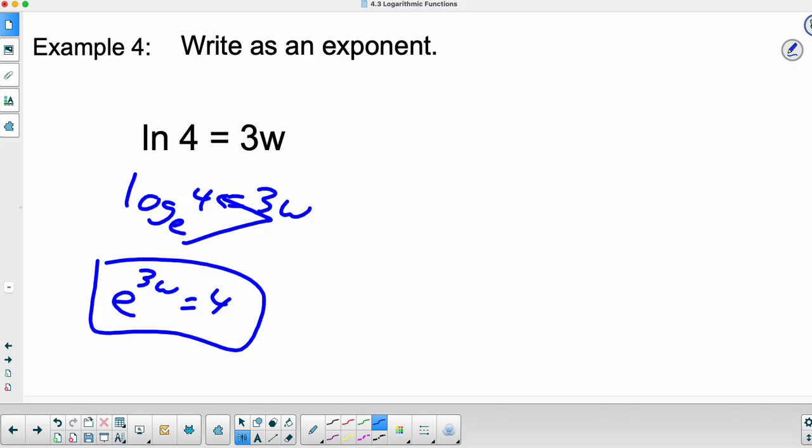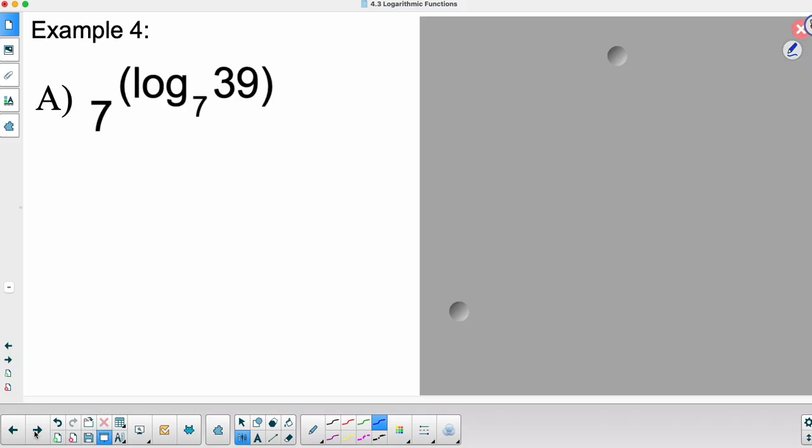This is not horrible, is it? Evaluate this for me. This is weird looking. And again, I put this on here because I think on your homework there are some weird questions like this too. Everyone sees the log. Obviously, we have log base 7 of 39.